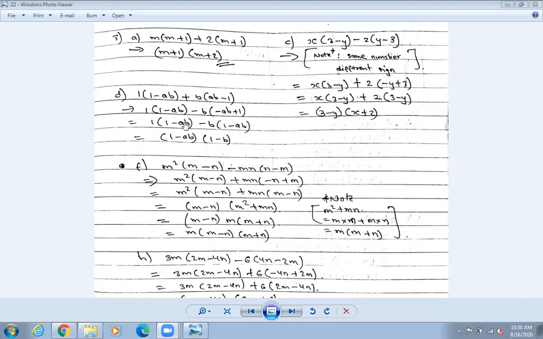Okay. Now we can see the same number. 1 minus AB, 1 minus AB. So if you see the same number 1 minus AB, 1 minus AB over here, then what can we do? We can take this as common, 1 minus AB as common.